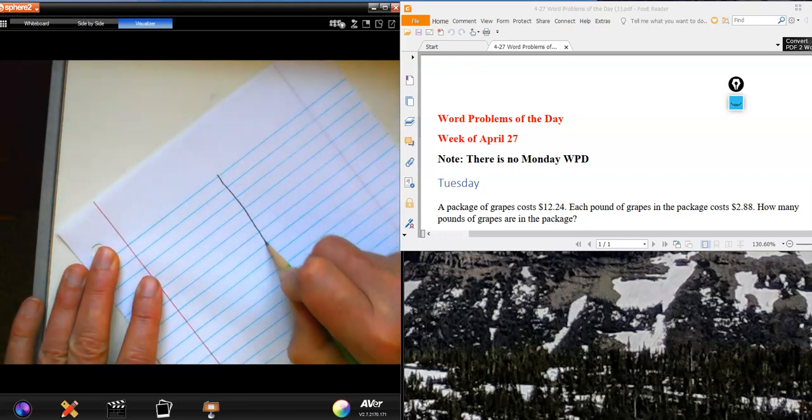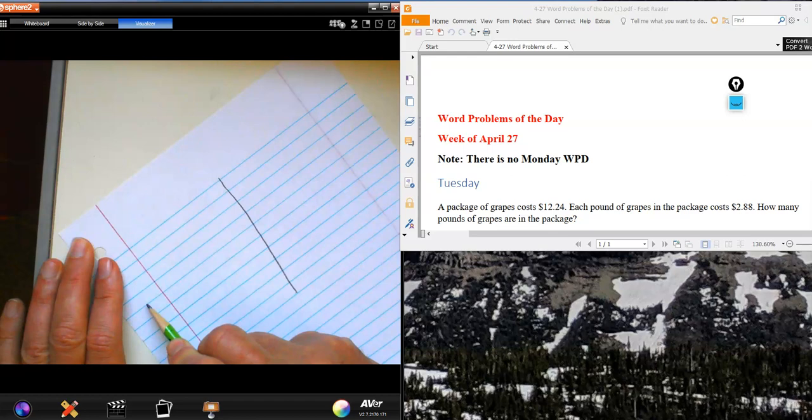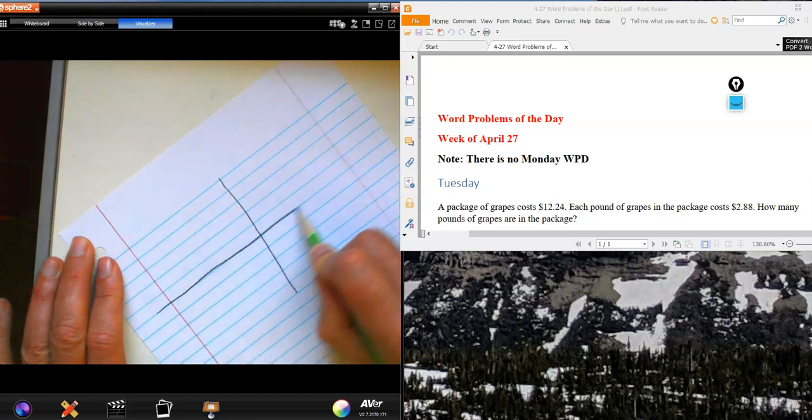I'm going to talk really loud because I've got the 3D printer going in the background, so I want to make sure everyone can hear.